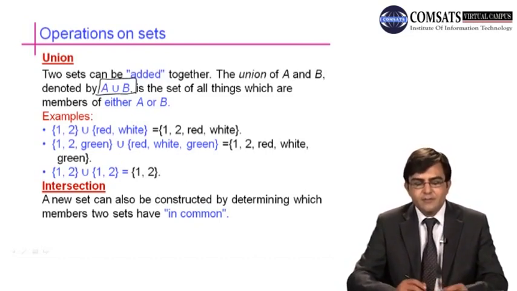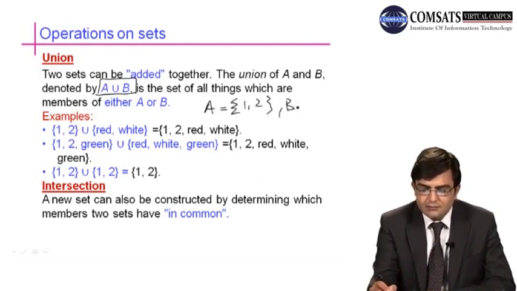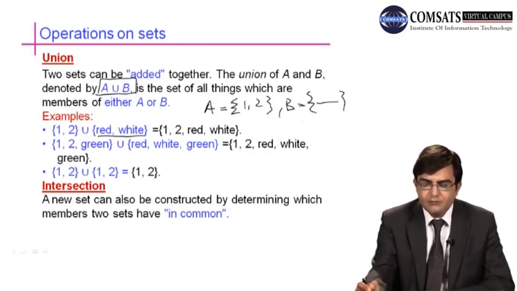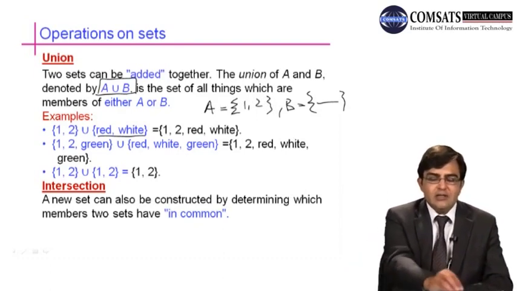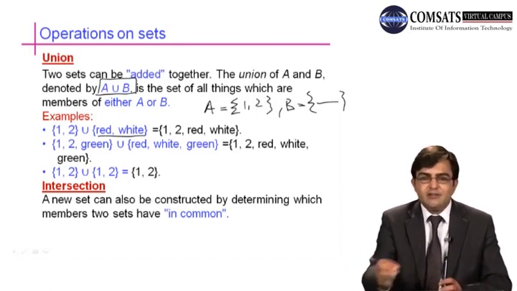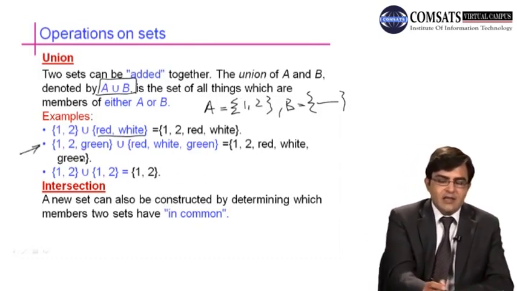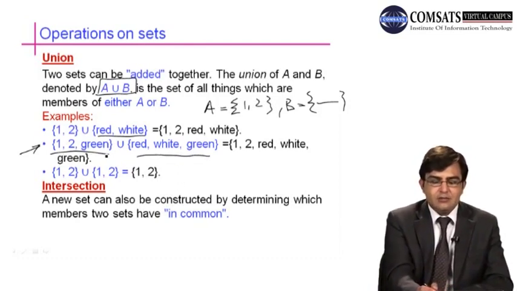For example, if we have two sets, A is the set 1, 2, and B is the set red, green. This is the set B. And if we take the union of these two sets, 1, 2 union red, green, then in the union we write all the elements of A, all the elements of B, but we avoid the repetitions. For example, in the second example, we have this set A, the set B. In set A we have 1, 2, green.